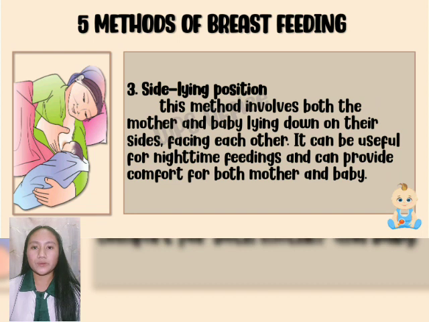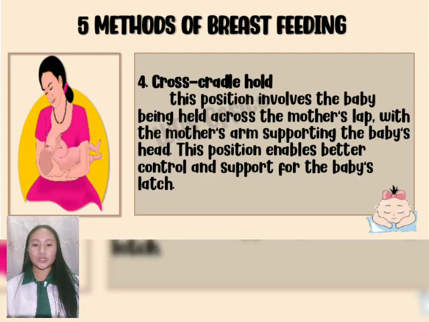Third is the side lying position. Once your baby is getting older and you feel both comfortable, that is the position you must do. The fourth position is the cross-cradle position. The position is very good for the first couple of days because your hand is supporting not only the baby's head but also supporting your breast. You're able to take your baby to the right position to your breast.